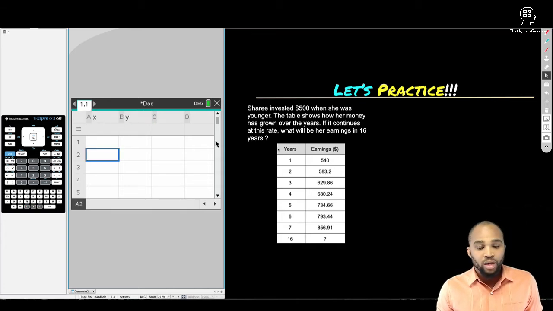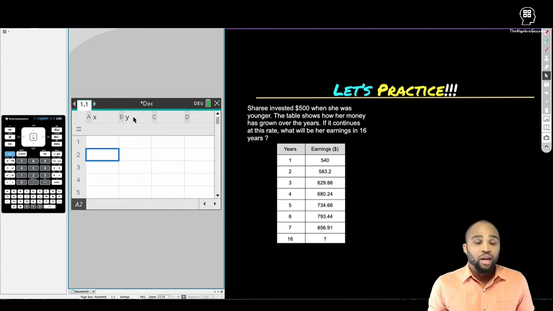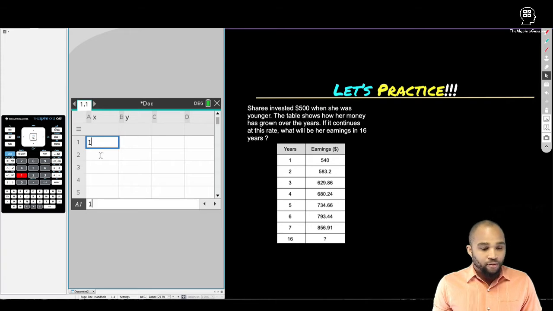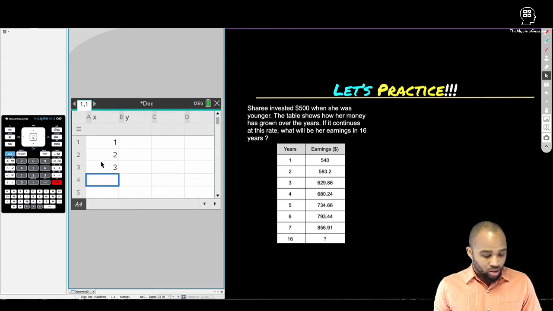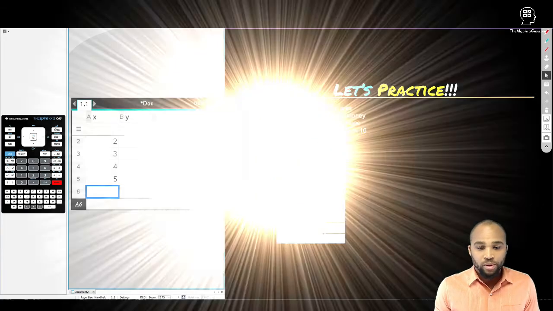Instead of putting years and earnings, I'm just going to put X and Y. If you really want to make it fancy, you could put earnings and years there, and it has the same effect. But for simplicity's sake, I'm just going to put it this way. Now I'm going to fill in my table just as they have it, 1, 2, 3, and so on, and I'll let you do the same. I'm going to jump ahead to save time so you don't have to watch me fill this out.